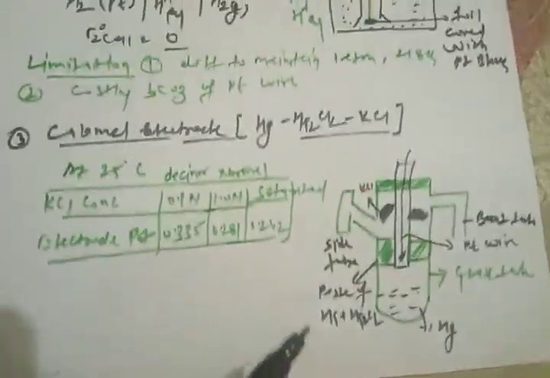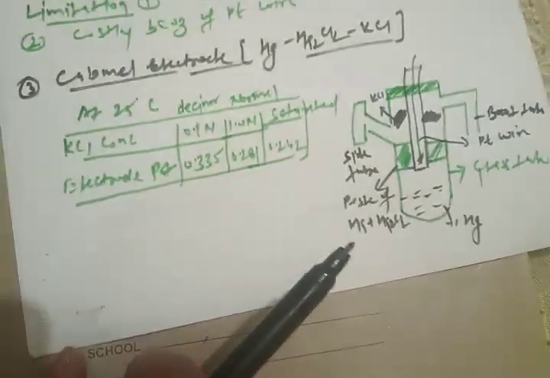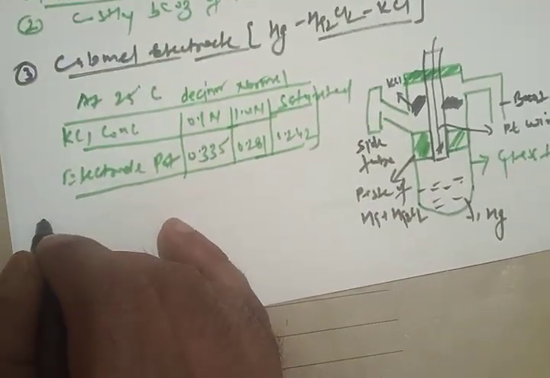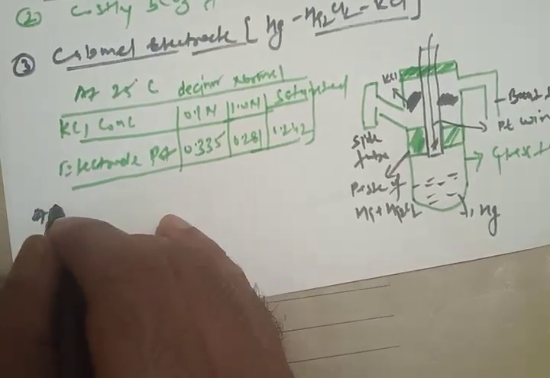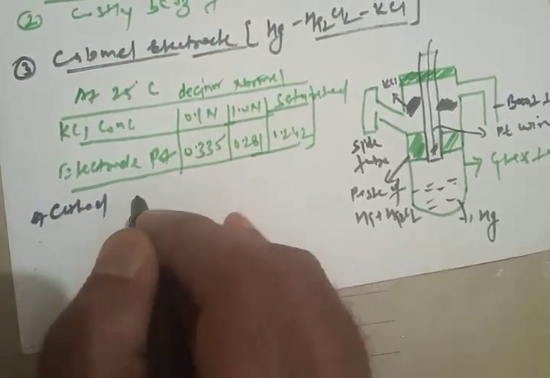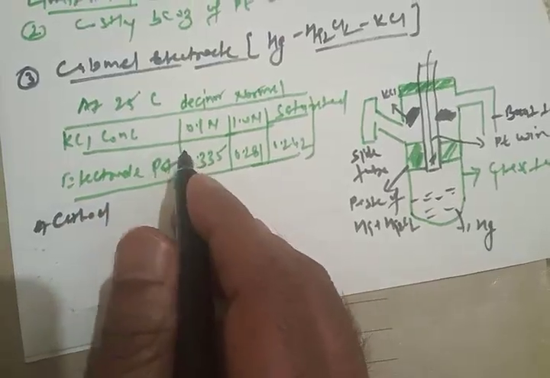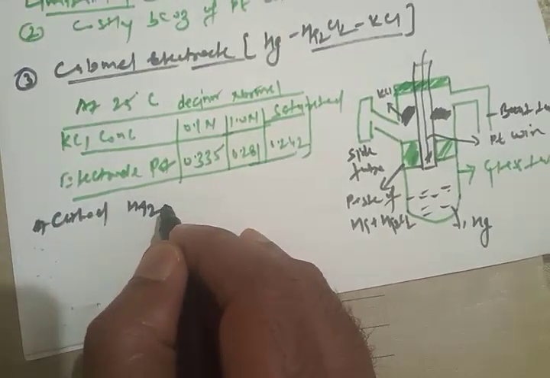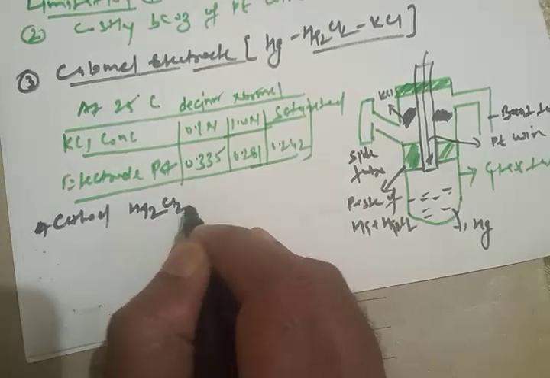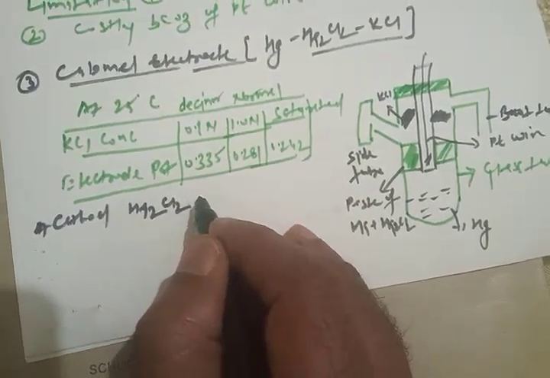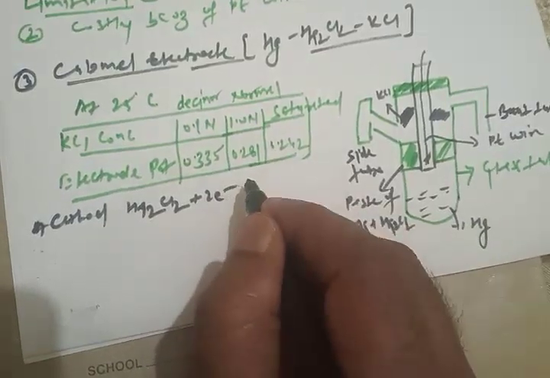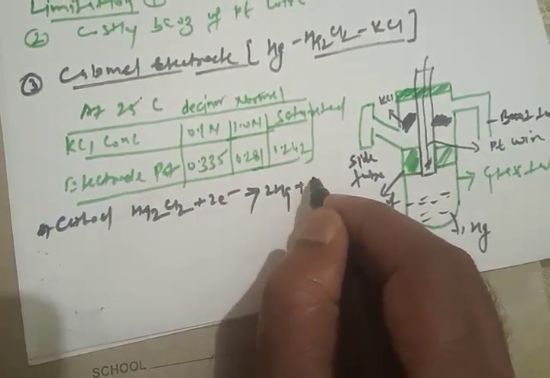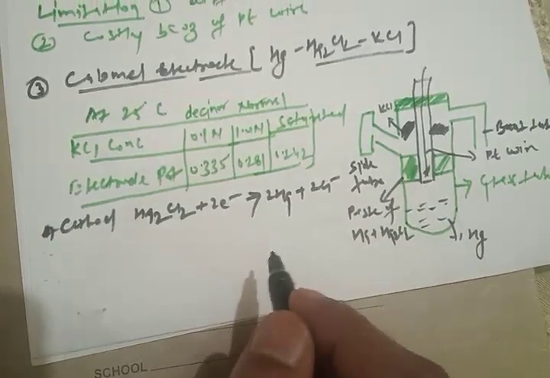Now the very important, and that's it, that is the electrode reaction. So again, first at the cathode, what will happen? Reduction occurs. So Hg2Cl2, this is the mercurous chloride, takes 2 electrons, and this will give 2 Hg and 2 chloride ions.